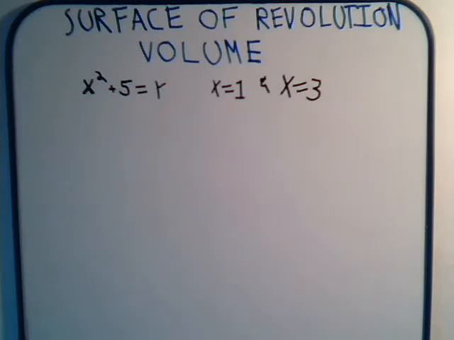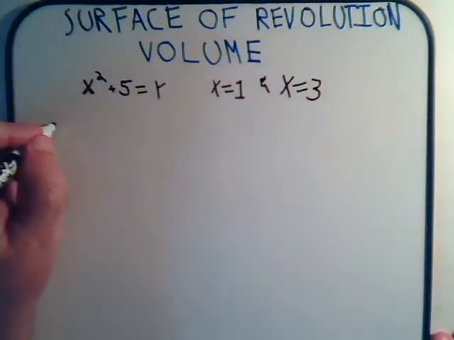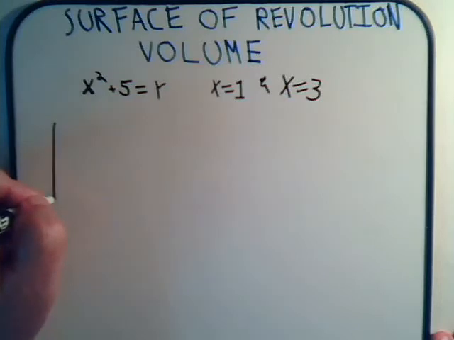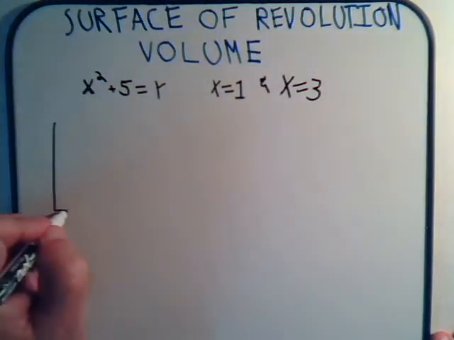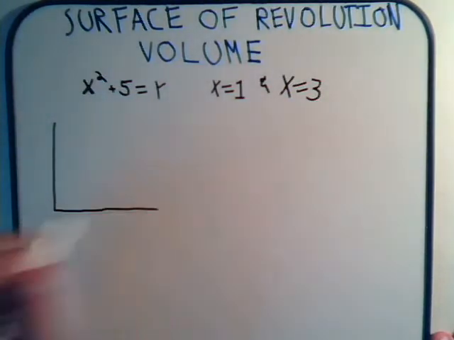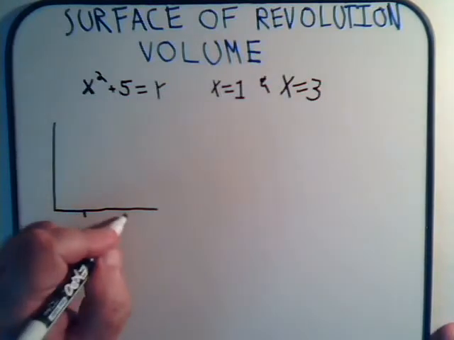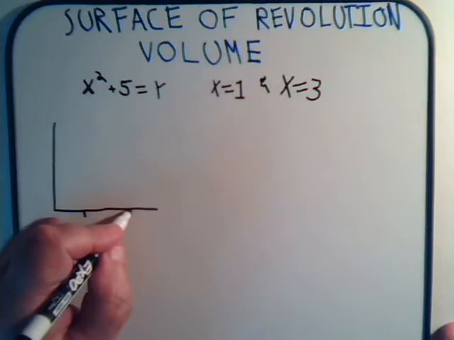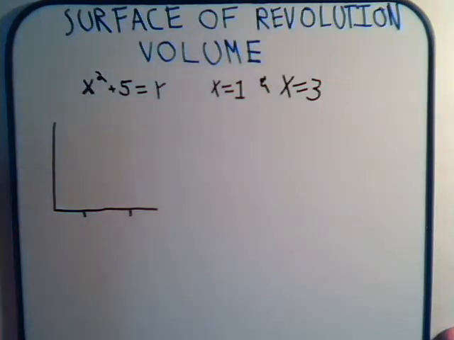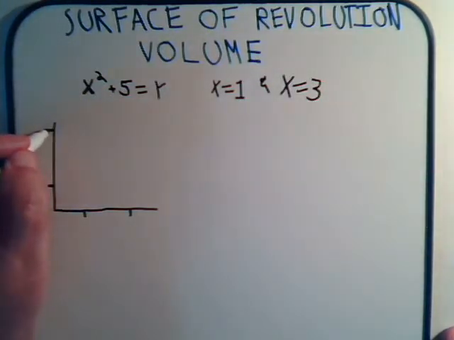So let's just take a minute here and try and get a rough sketch of what that curve might look like. Here's the y-axis, here's the x-axis. X goes from 1 to 3. When x is 1, y is going to be 6. We're not going to draw this to scale. And when x is 3, y will be equal to 14.